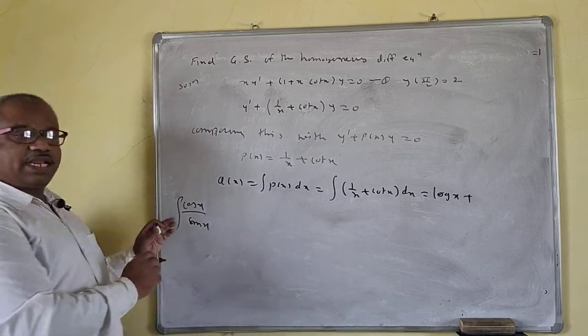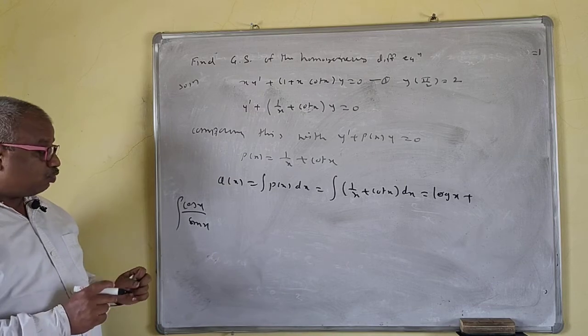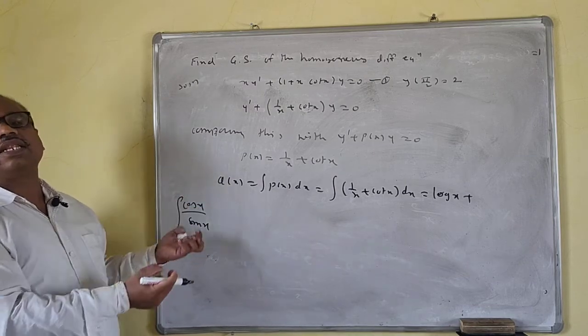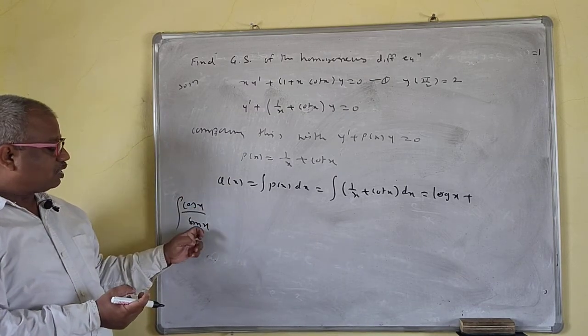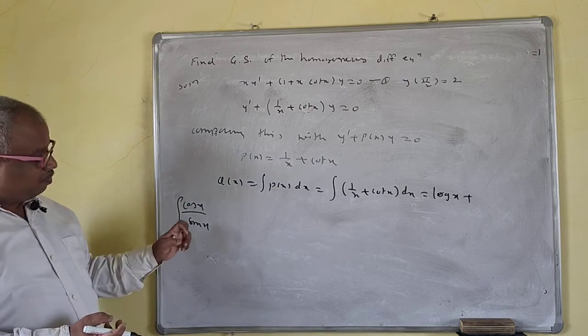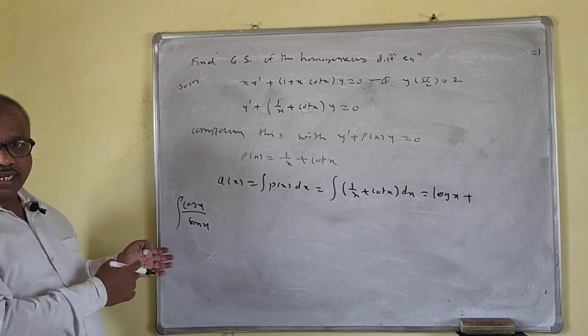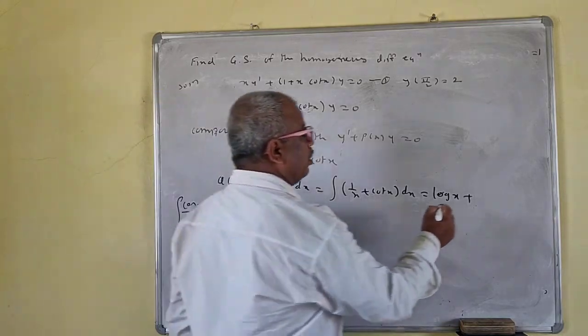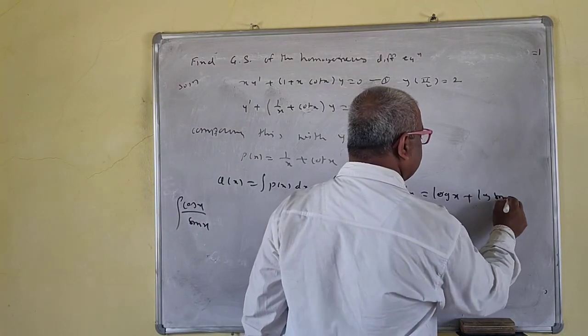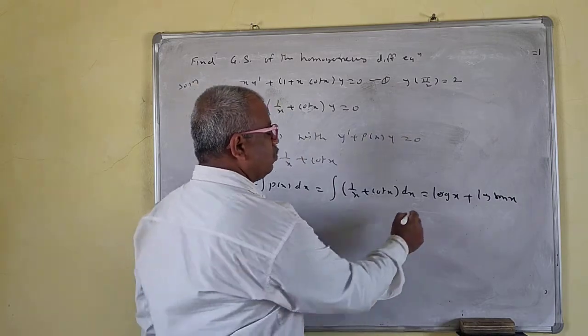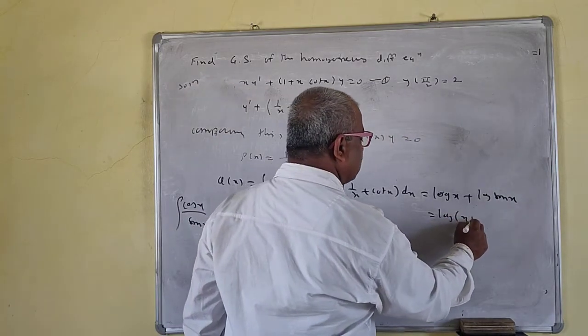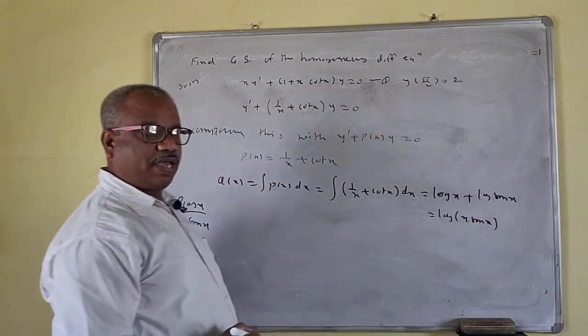And if you want to integrate numerator over denominator, try to see whether the derivative of the denominator is in the numerator or not. See, the derivative of sin x is cos x. If the derivative of the denominator is in the numerator, then the integration is log of the denominator. So this is log of sin x. Plus log of x. So this is log of x sin x now.